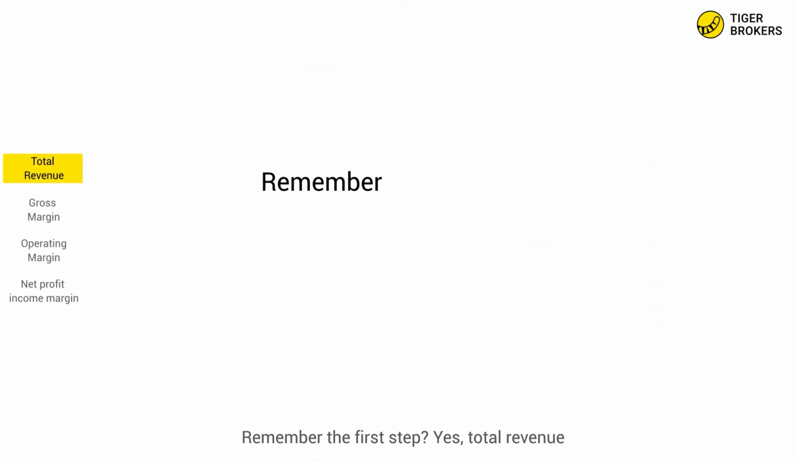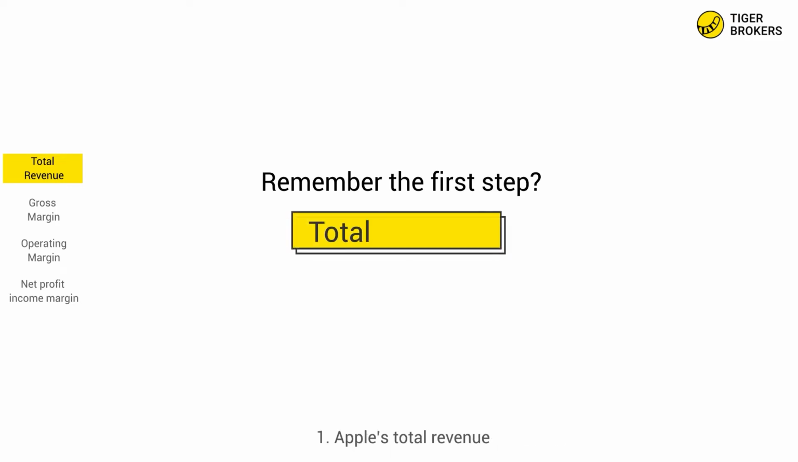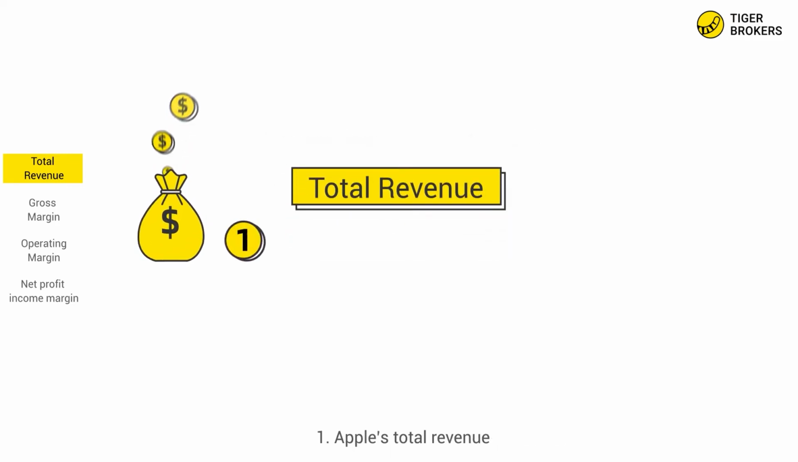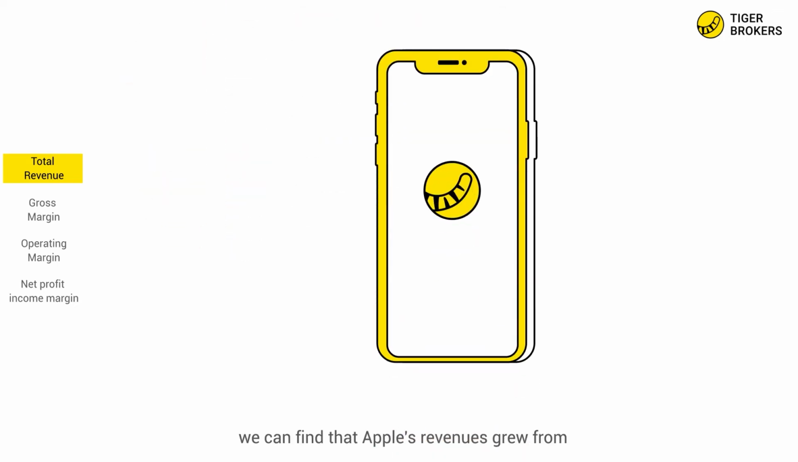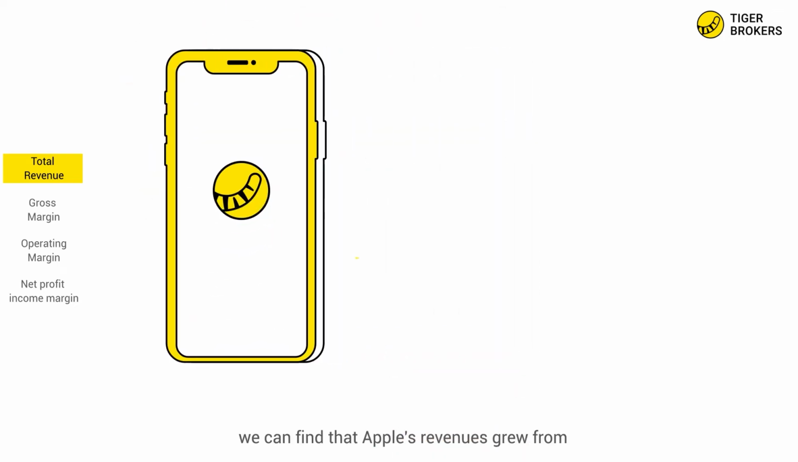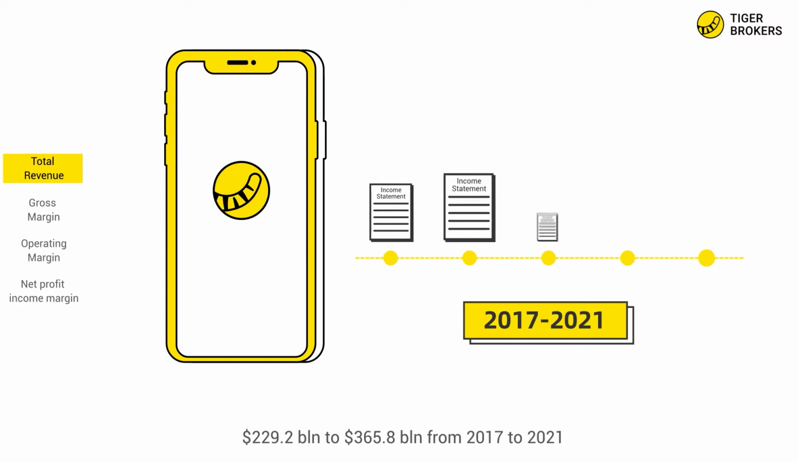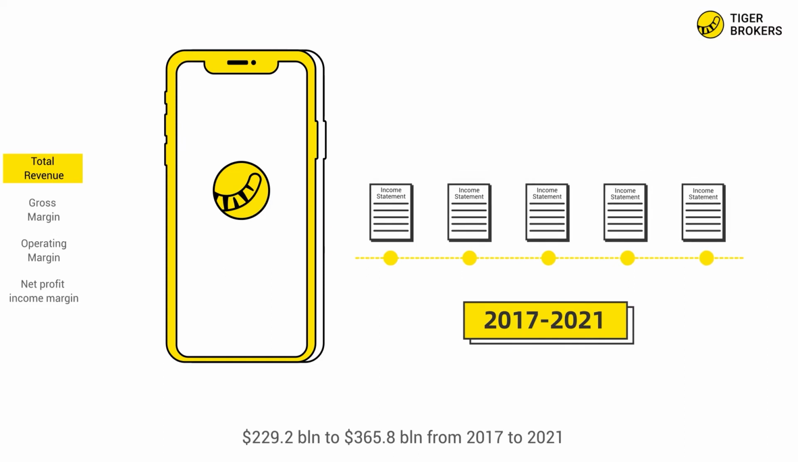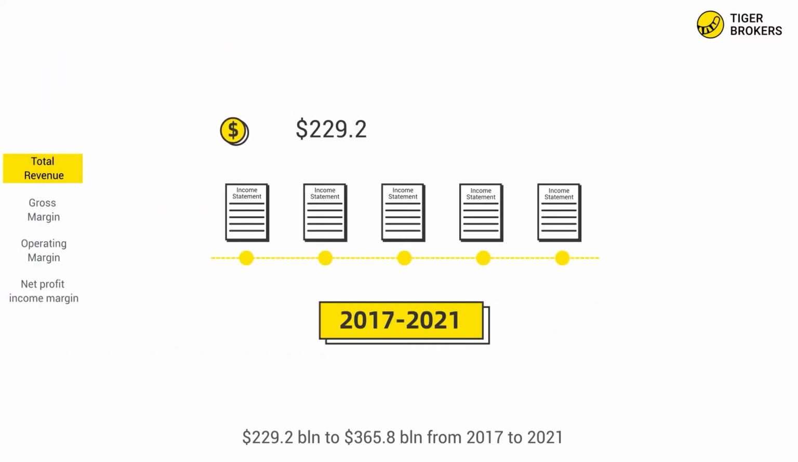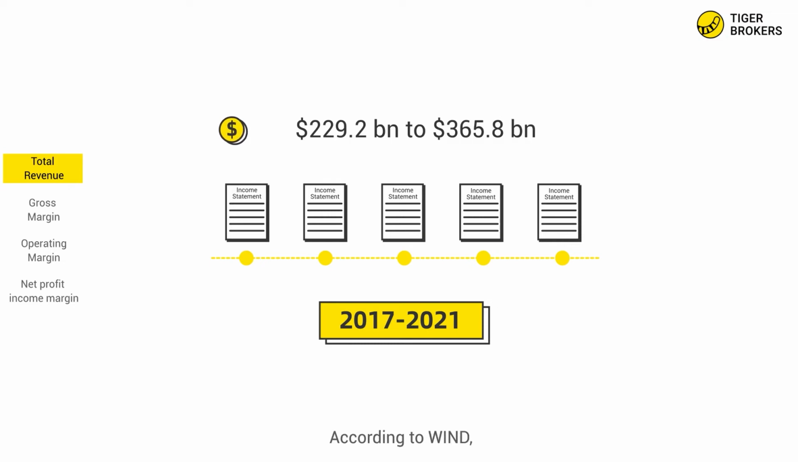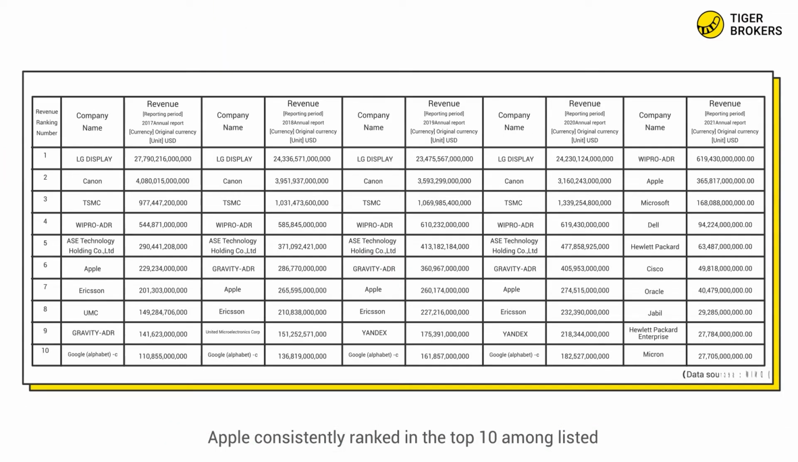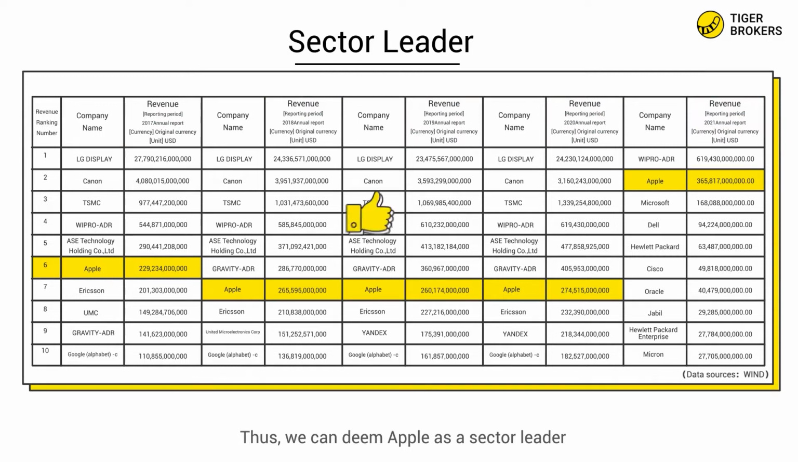Remember the first step? Yes, total revenue. 1. Apple's total revenue. On Tiger Trade app, we can find that Apple's revenue grew from $229.2 billion to $365.8 billion from 2017 to 2021. According to Wind, Apple consistently ranked in the top 10 among listed US tech companies in terms of revenue. Thus, we can deem Apple as a sector leader.